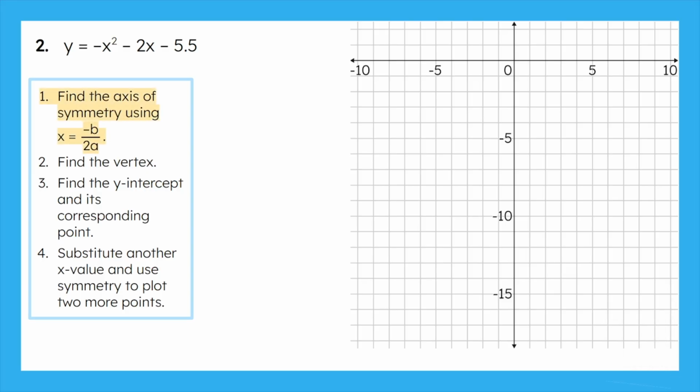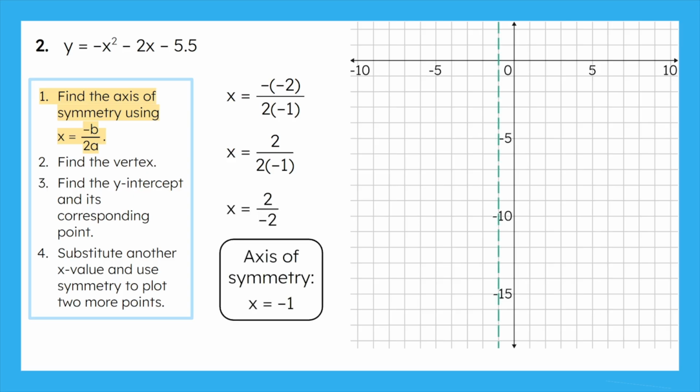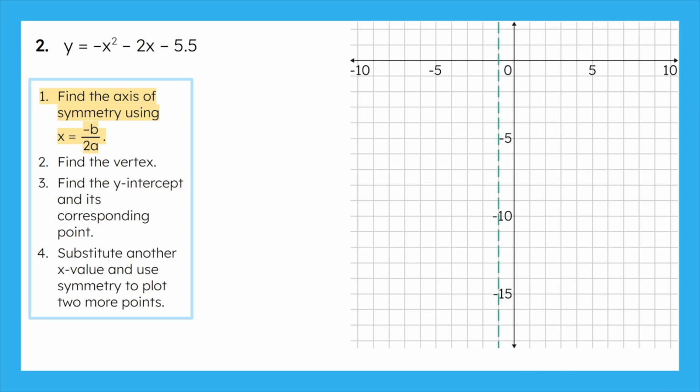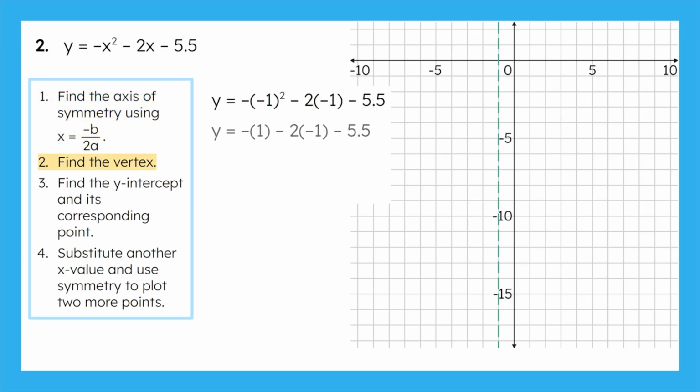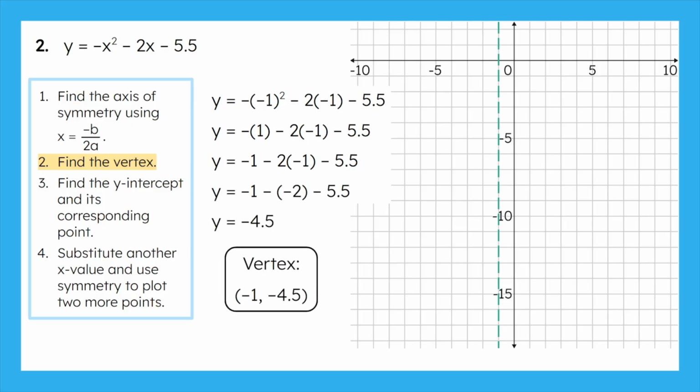We start by finding the axis of symmetry using the formula x equals -b over 2a. In this equation, a is -1 and b is -2, making our formula x equals -2 over 2 times -1. Evaluating the right side gives us an axis of symmetry of x equals -1. Now that we know the axis of symmetry, we'll find the vertex by substituting -1 for x. That gives us a y value of -4.5. So our vertex is at -1, -4.5, and goes here on the graph, right in between -4 and -5 in the y direction.